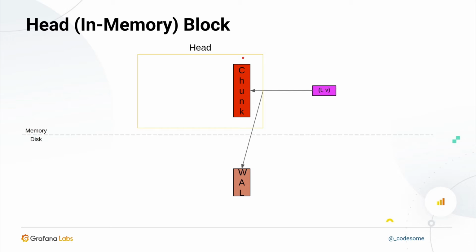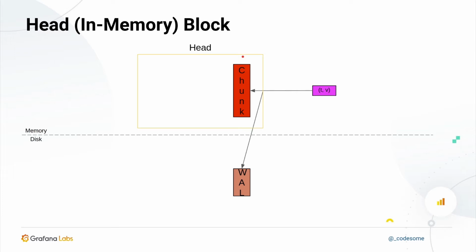A chunk is a compressed unit of up to 120 samples. So let's say your scrape interval is 15 seconds. That means 120 samples would span up to 30 minutes. Here I have represented the chunk which is actively being appended to in red, and whenever we write a sample to the chunk, we also write it to the write-ahead log, so that whenever there is a crash we can recreate the same sample. And as I said, it's a compressed unit of 120 samples.